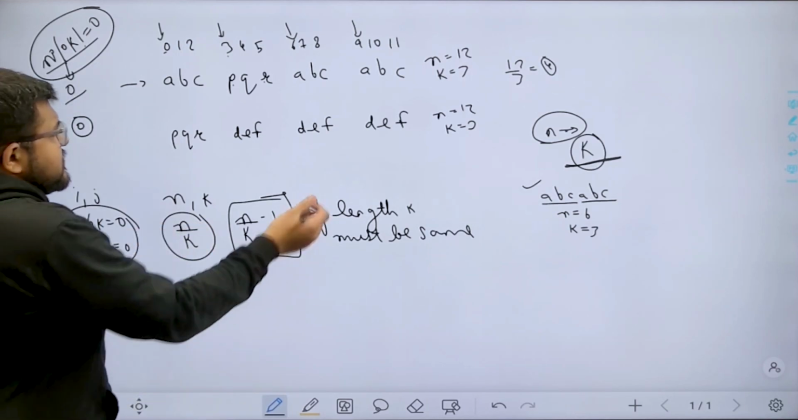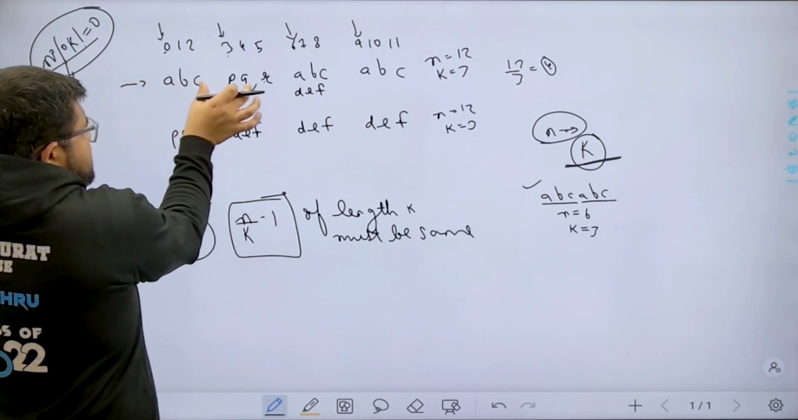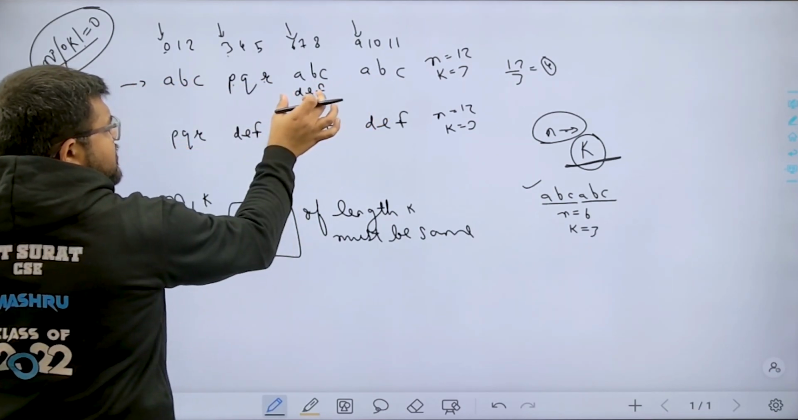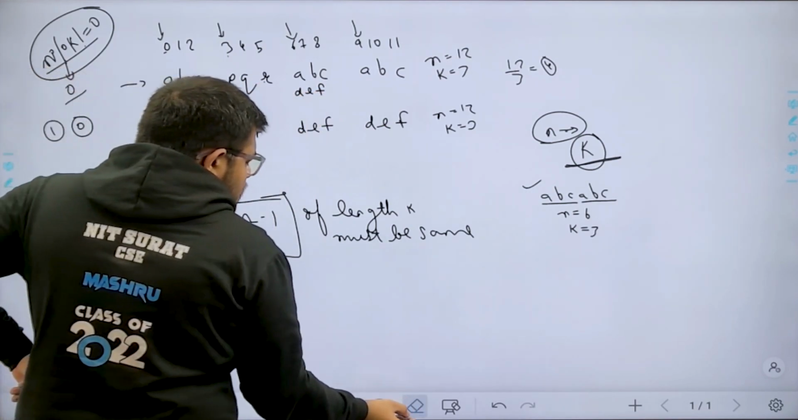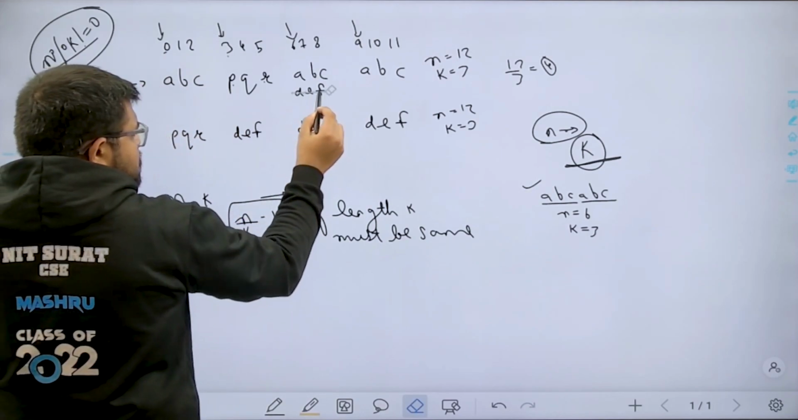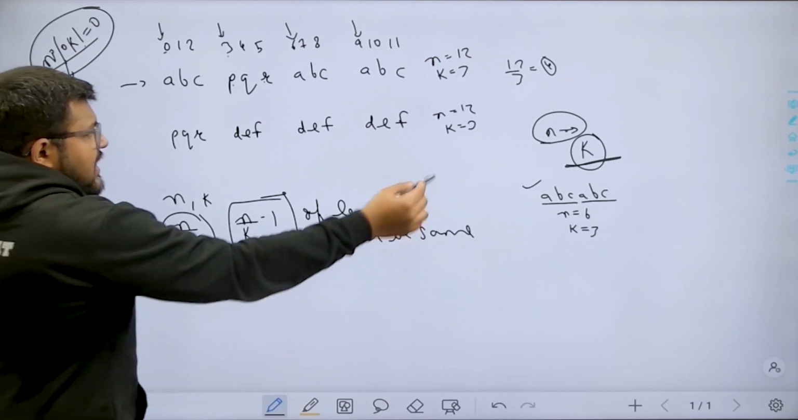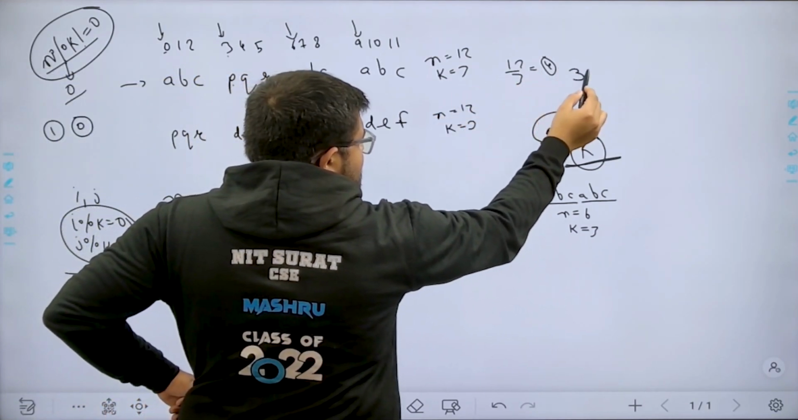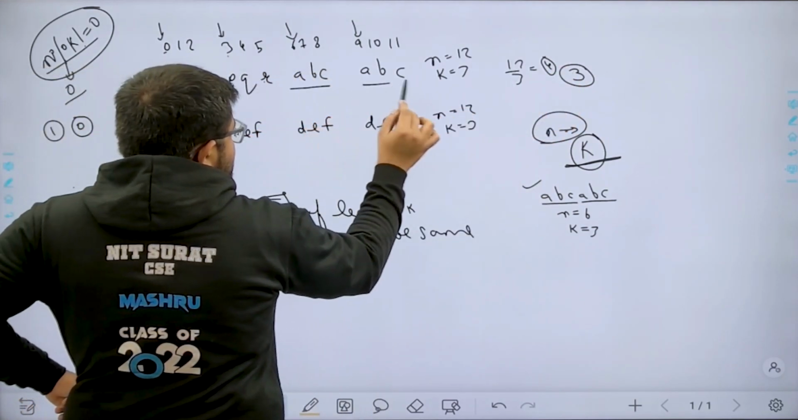But at least this many substrings must be same. For example, here I have DEF. Now I'll replace this ABC here, but this will remain DEF only. I'll replace this ABC here with DEF, but this PQR will remain PQR only. So I must have at least this many substrings of length k which are same. Okay. So for example, here n by k is 12 by 3 is 4. So I must have at least 3 substrings of length k which are same. For example, ABC, ABC and ABC.